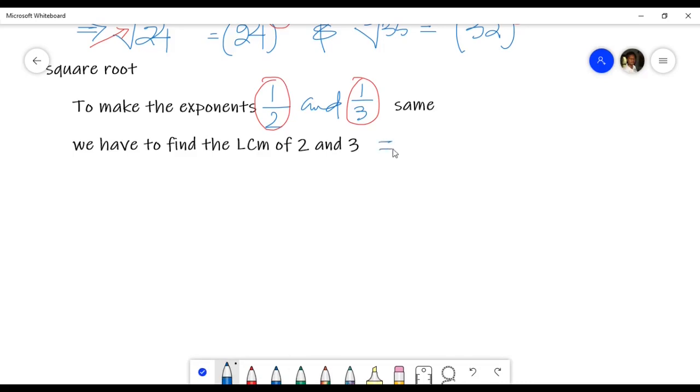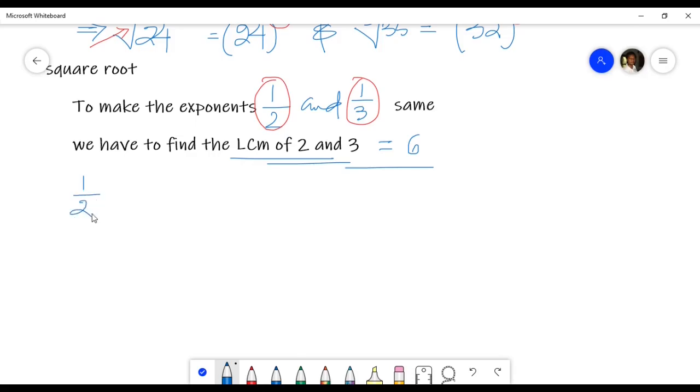It will be 6, right? Because these two are two different numbers. One is an even and the other one is an odd. So we just have to multiply it to get the LCM value. So the LCM of 2 and 3 is equal to 6.